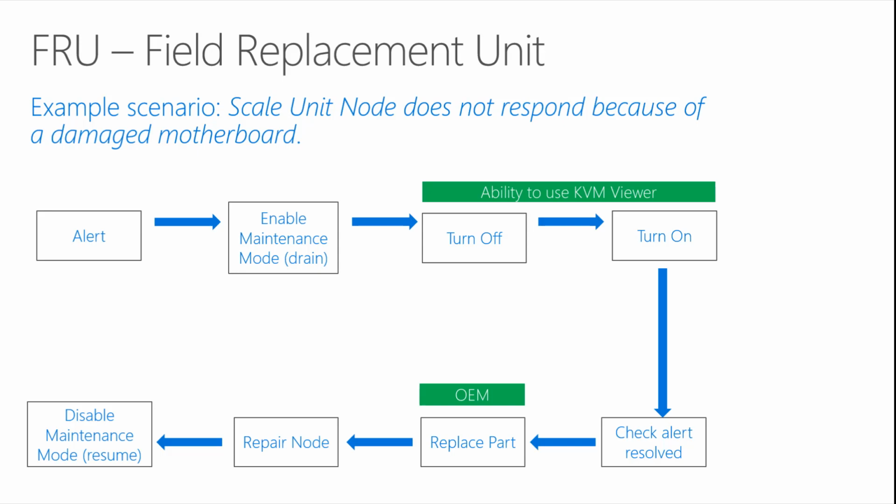So we get an alert, we enable maintenance mode to drain it, and then we can turn off and then turn on, and we have the ability to use the KVM viewer with that. When we turn on, we check to see if the alert was resolved. Then with the OEM's help, they come there and replace the part for us. Then we enable repair mode and disable maintenance mode, which then resumes the system.